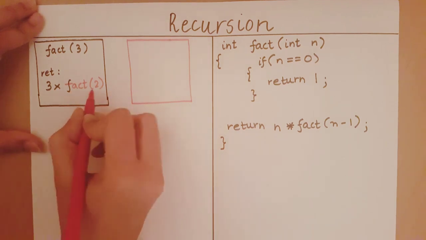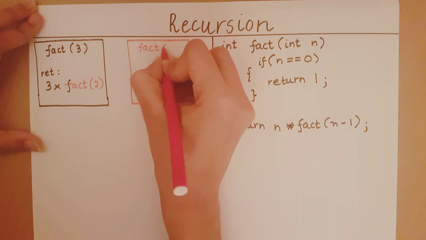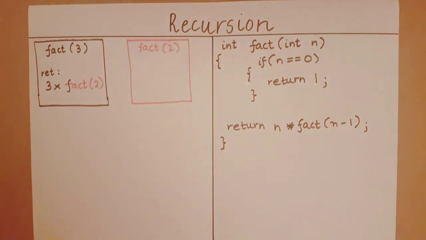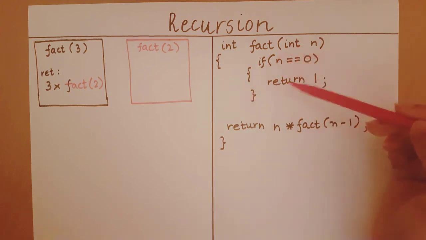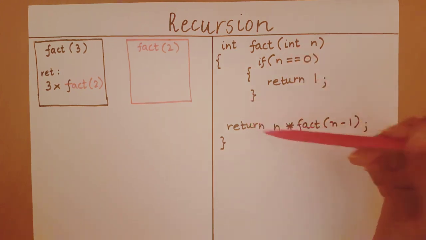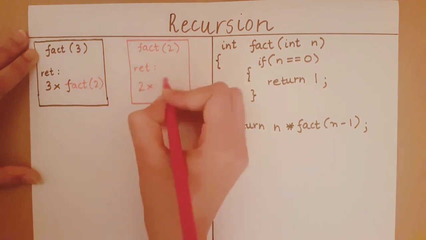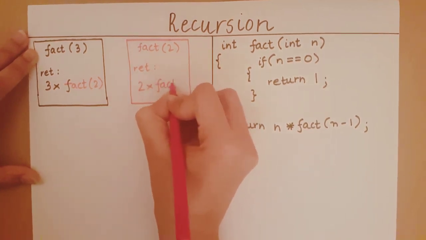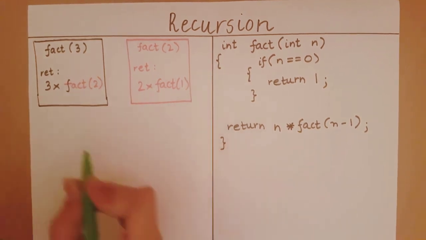So now factorial of 2 has been called. What happens in factorial of 2? 2 is not equal to 0. We don't execute this statement. We have to return 2 into factorial of 1. Now factorial of 1 has been called. Let's go to that block.